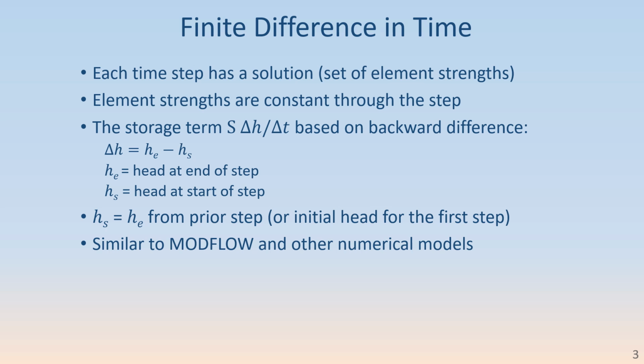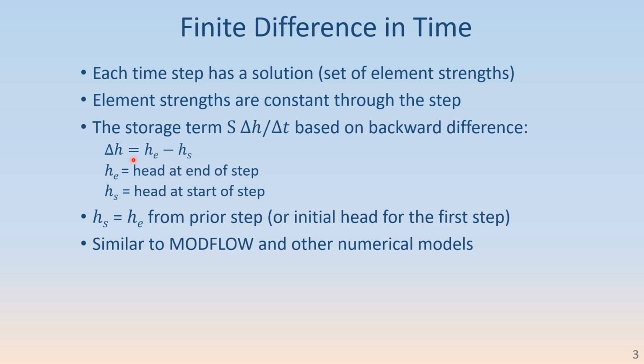That transient term in the general equation is based on a finite difference time step in Anaqsim, like in most numerical models. And the program assumes that element strengths are constant throughout the time step. And this storage term is computed based on a backward time difference. So our delta H there is the head at the end of a time step minus the head at the beginning of the time step.